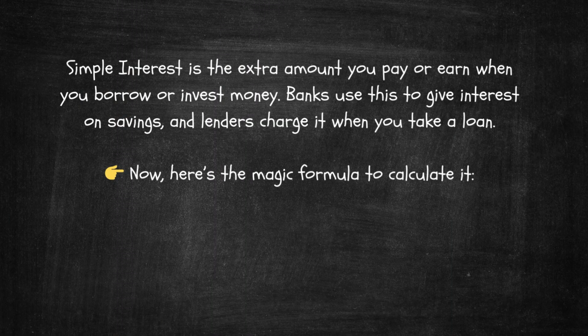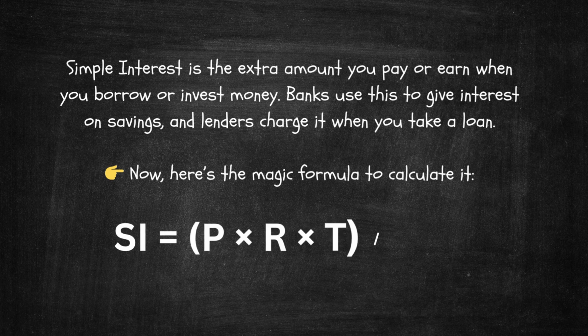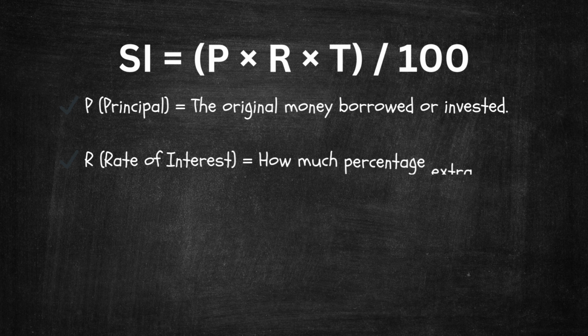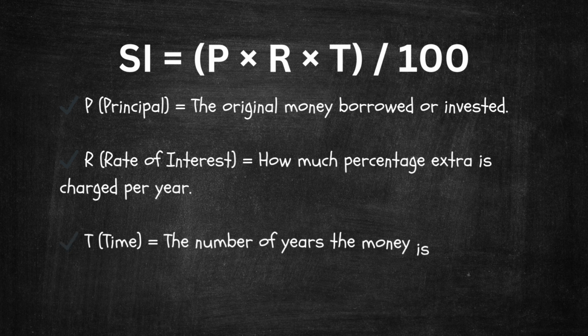Simple interest is the extra amount you pay or earn when you borrow or invest money. Banks use this to give interest on savings, and lenders charge it when you take a loan. Now, here's the magic formula to calculate it. Simple interest is equal to P into R into T divided by 100, where P, principal, is the original money borrowed or invested. R, rate of interest, is how much percentage extra is charged per year. T, time, is the number of years the money is borrowed or invested.